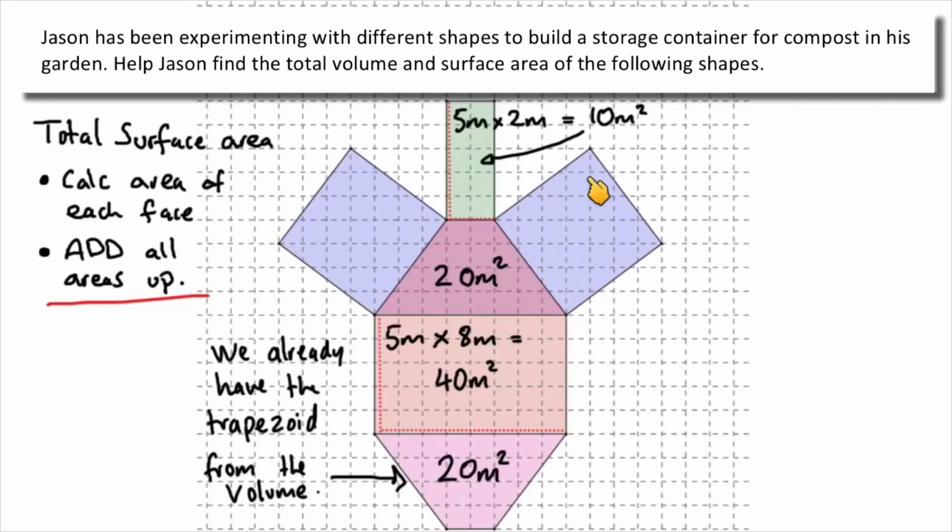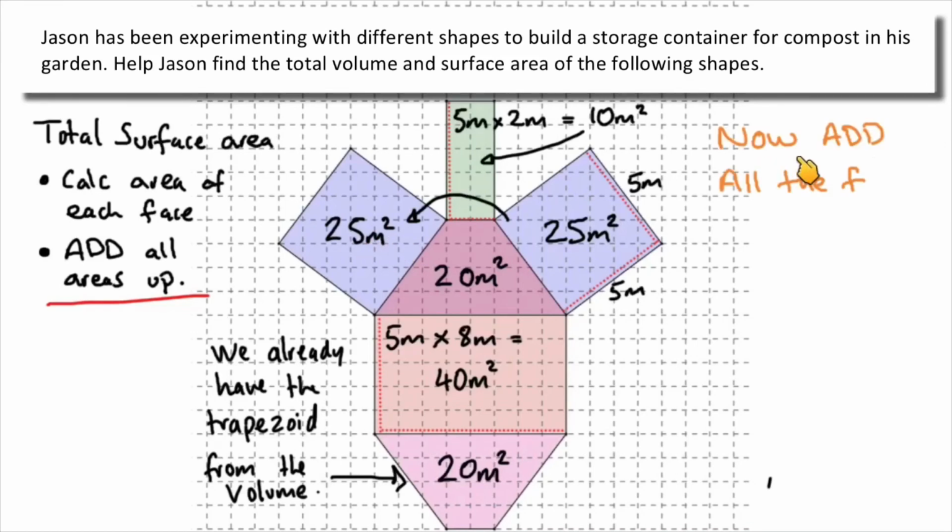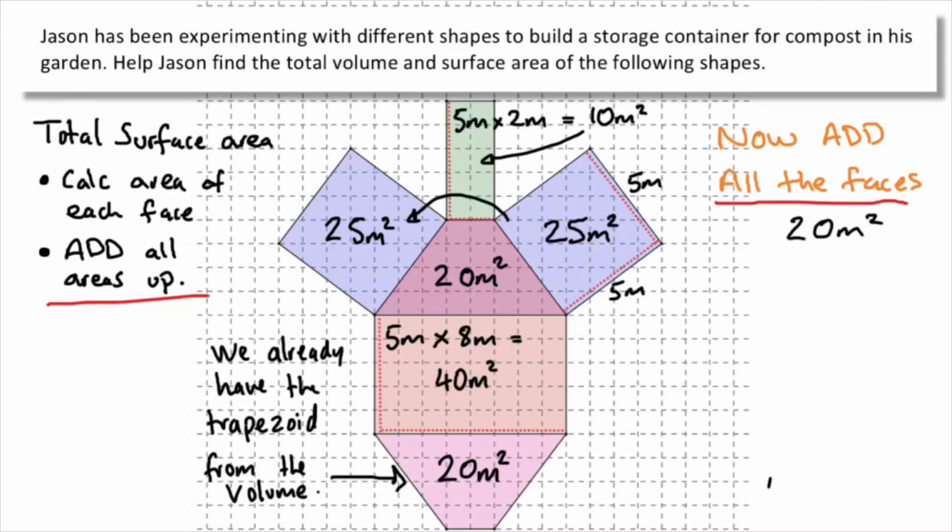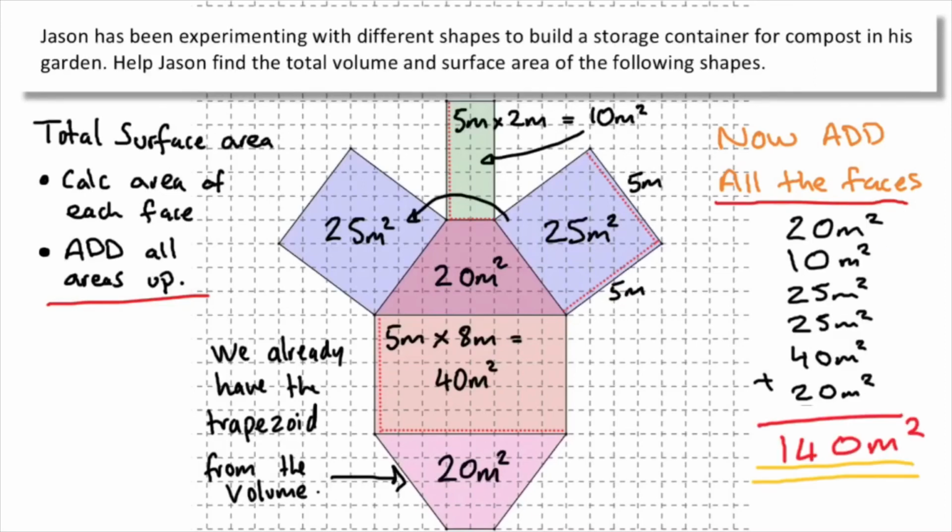And then finally the two square blue faces. So you have 5 by 5, which gives us 25 meters squared, and then this one is exactly the same, 25 meters squared. Now we need to add up all of the faces, which gives us a total of 140 meters squared. So for a trapezoidal prism like this, Jason would need 140 meters squared of paint or weatherproofing.